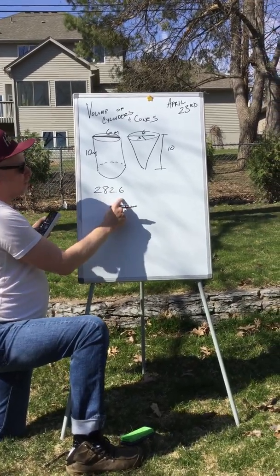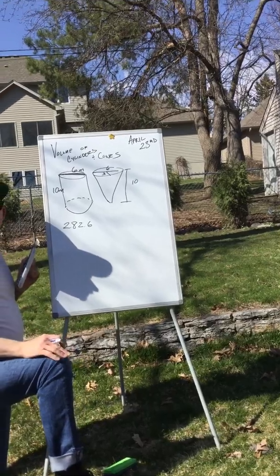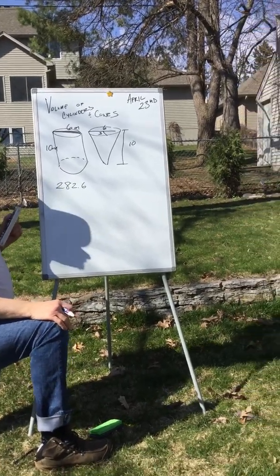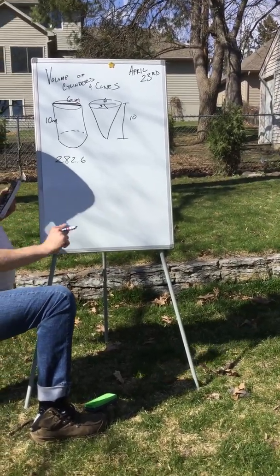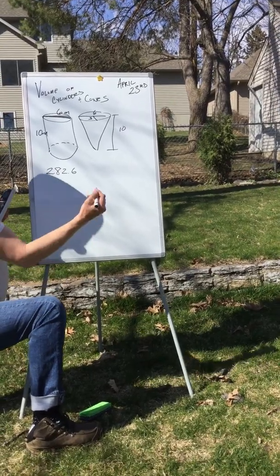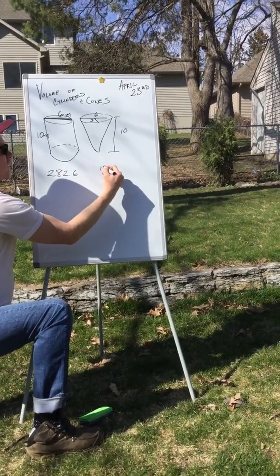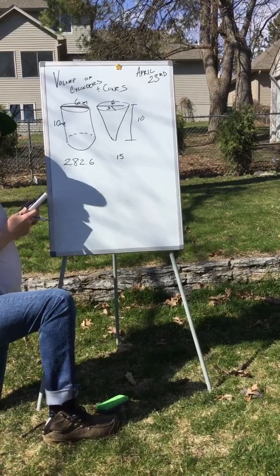Kiersey, give me a number. Is it going to be bigger or smaller, the cone? Smaller. Okay, give me a number. What's your guess? 15. So Kiersey, the first grader, says this volume will be 15. I think she's off a little bit.